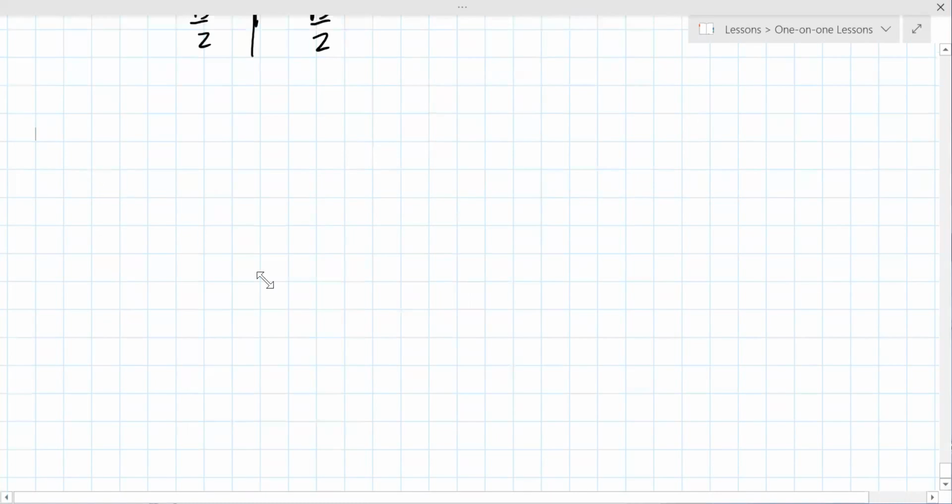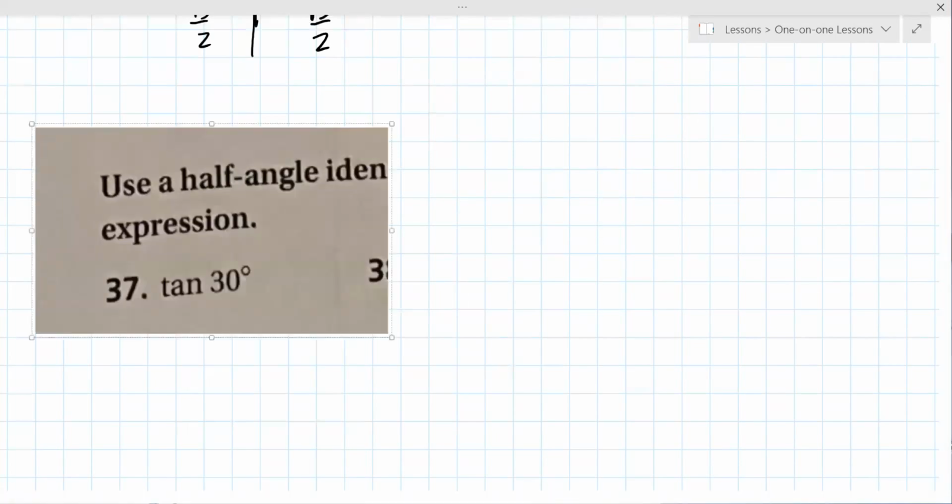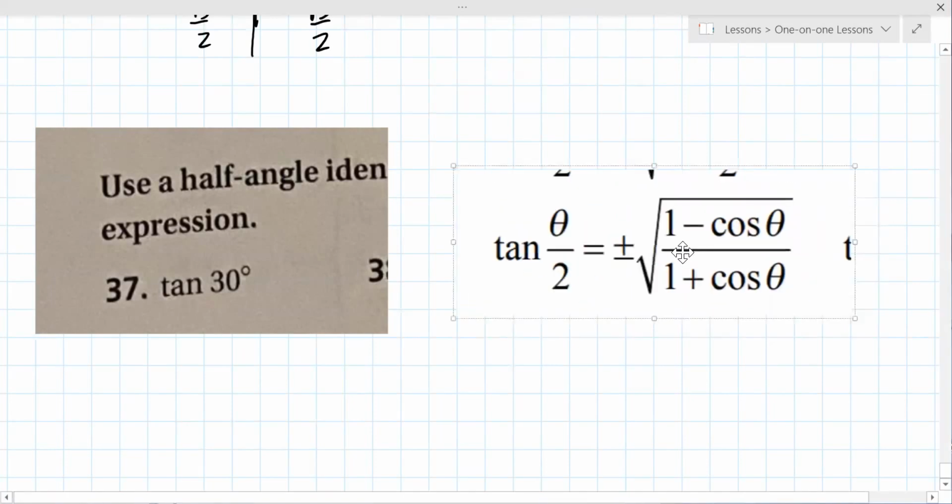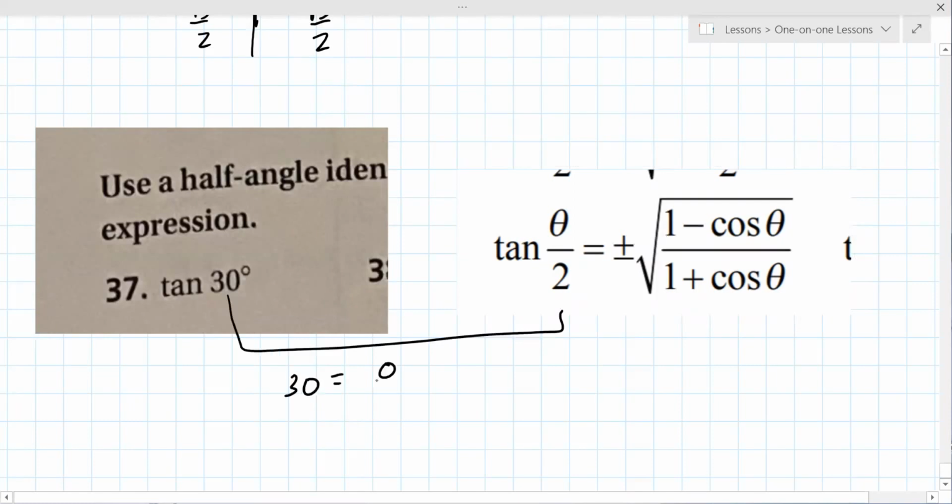So for the last one, tangent 30, it says use a half angle. So let me go find the half angle identity for that. That's the top right on the second page. It says that the tangent of theta over 2 equals plus or minus this thing over here on the right. Well, you have 30. So what is your theta? It's not 30. Theta is 60, yeah. And so half angle, you have to remember that for double angle, you double, and for half angle, you cut in half. It should be pretty straightforward.